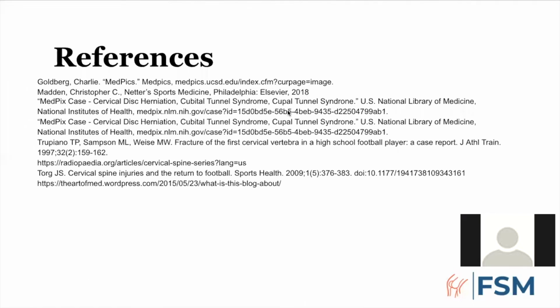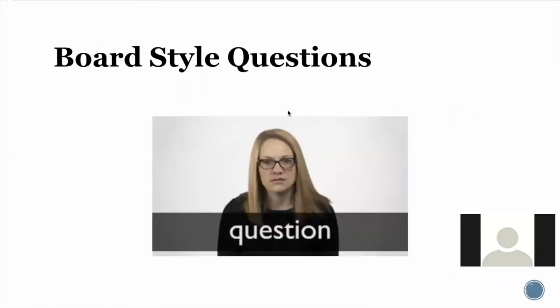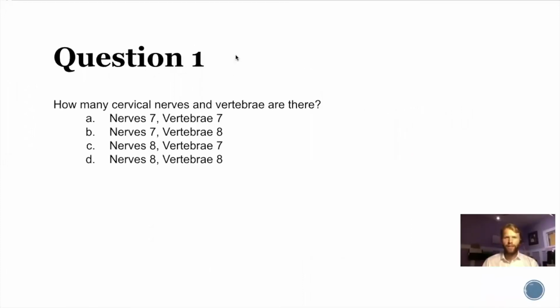So here are our references, and we're going to get into some board-style questions. It'll be just a few questions. I think it's just 3 tonight. We'll start off with how many cervical nerves and vertebrae are there? A, 7 nerves and 7 vertebrae. B, 7 nerves and 8 vertebrae. C, 8 nerves and 7 vertebrae. Or D, 8 nerves and 8 vertebrae. Quick and easy. Go ahead and put your answer, please.